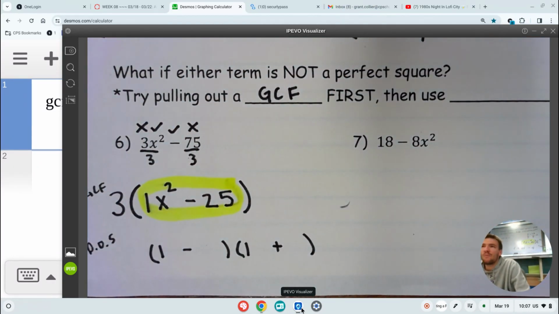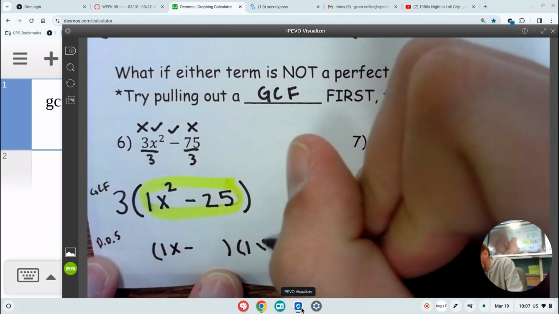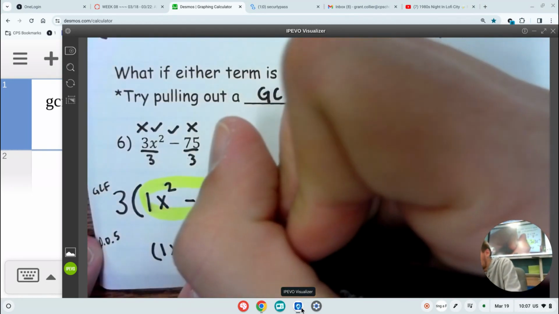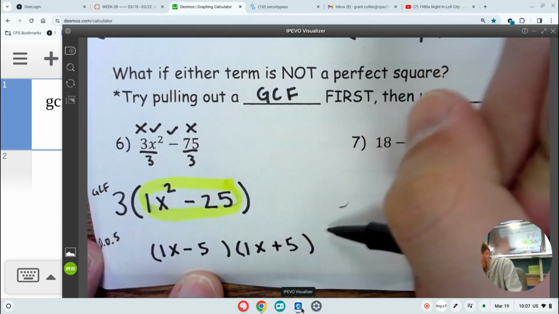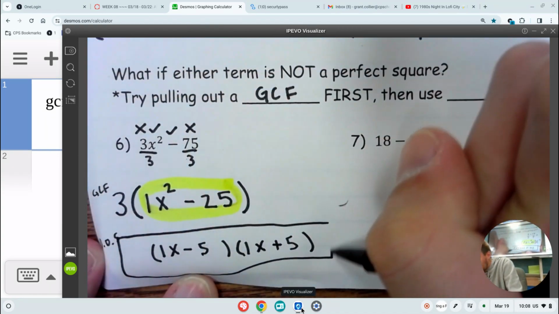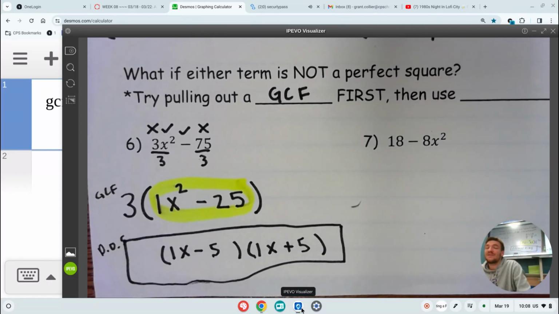1 is kind of that weird one where there's like an infinite 1 glitch or something, but you just kind of square root it. X squared, rip it in half, you get x and x. 25, square root it, is 5 times 5. And this answer is not quite correct. Why not?